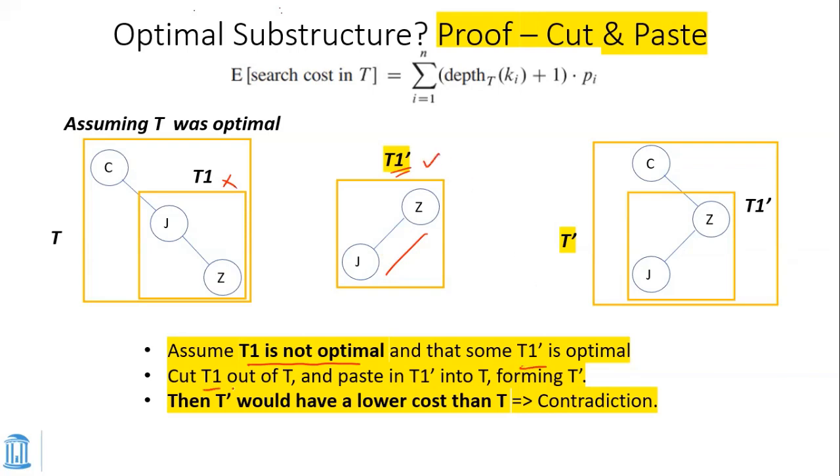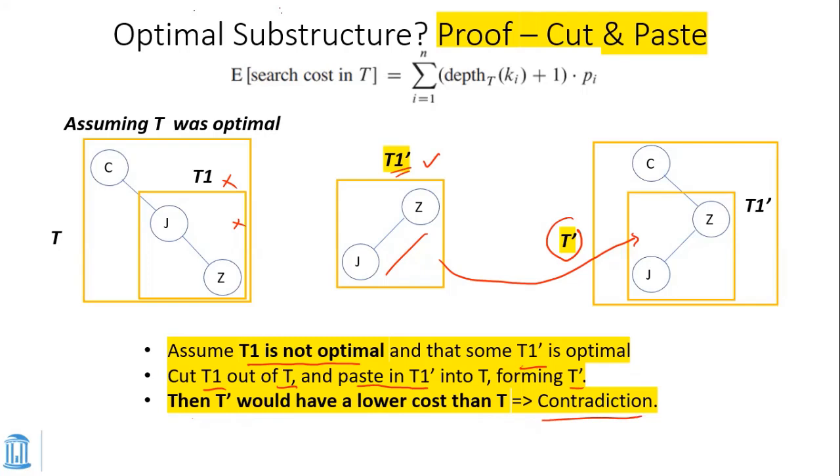Cut T1 out of T, paste in T1 prime, forming T prime. So we formed T prime by taking this out and replacing it with T1 prime, and this whole tree is now called T prime. Then we're saying basically that T prime would have a lower cost than T, which is a contradiction.